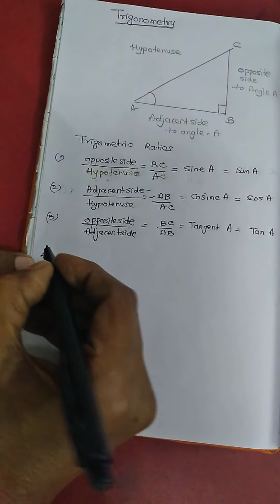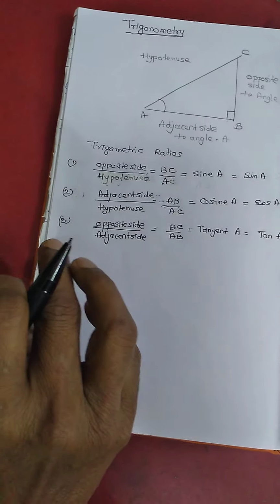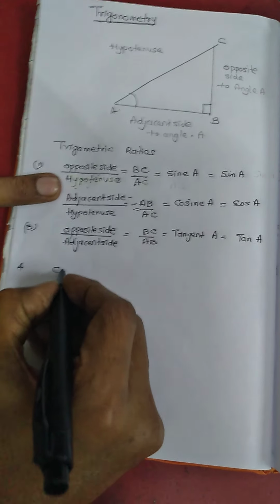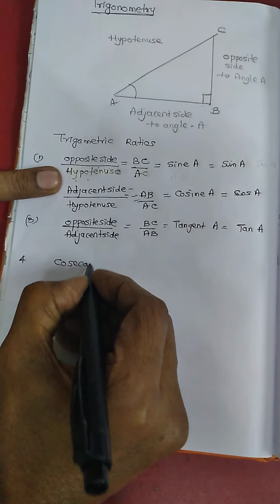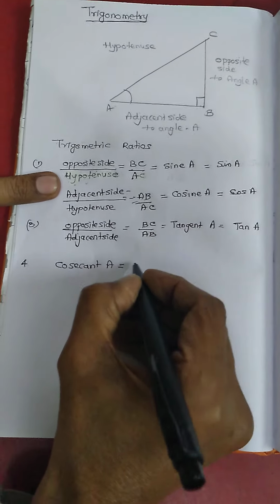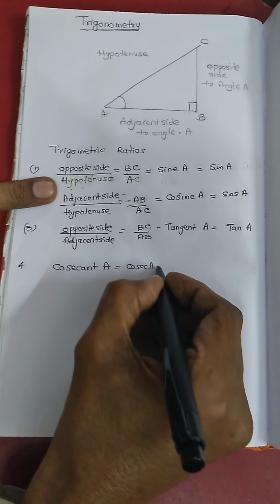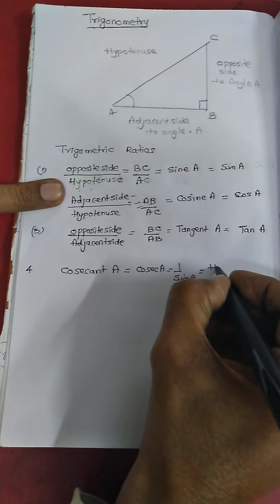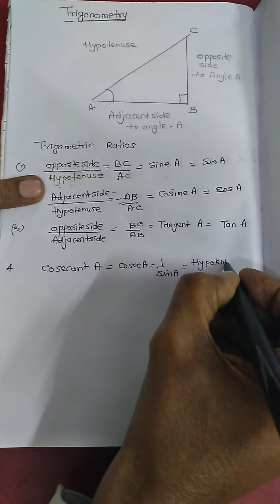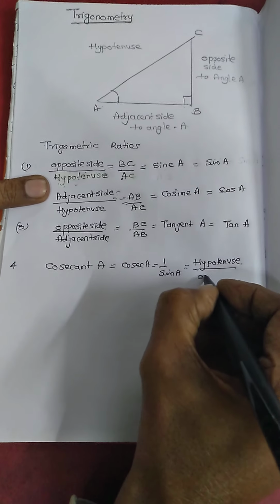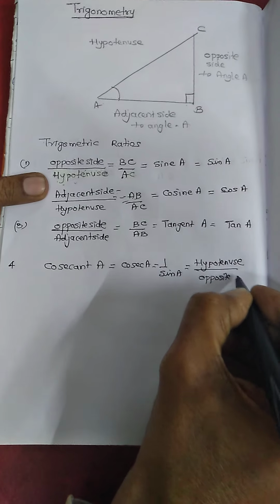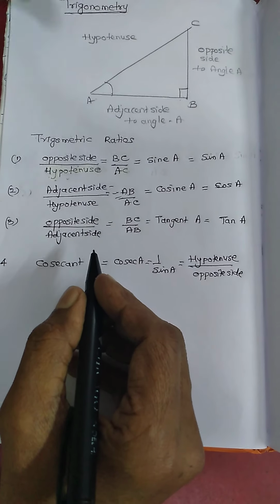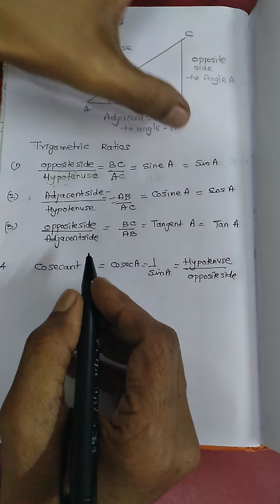So, the other 3 ratios are the reciprocals of the above ratios. For example, cosecant A, generally written as cosec A, is 1 by sin A. That is hypotenuse by opposite side. That is, cosec A is the ratio between the hypotenuse and the opposite side.